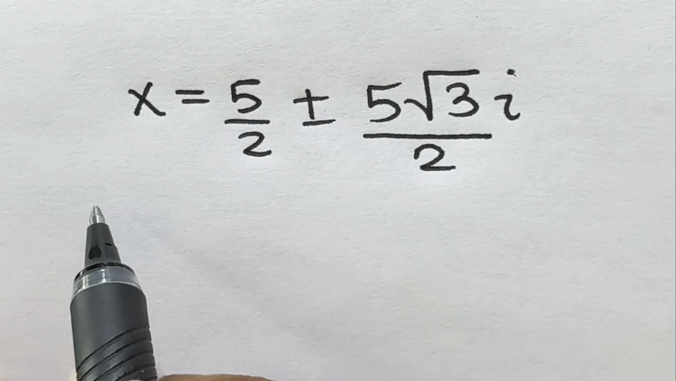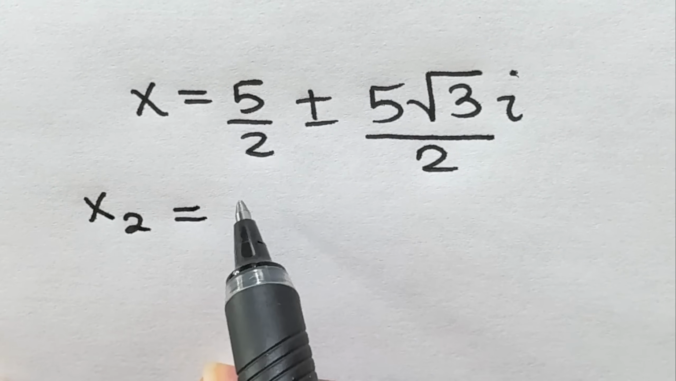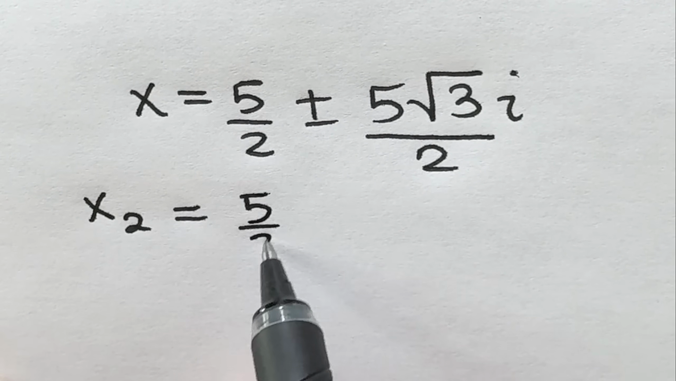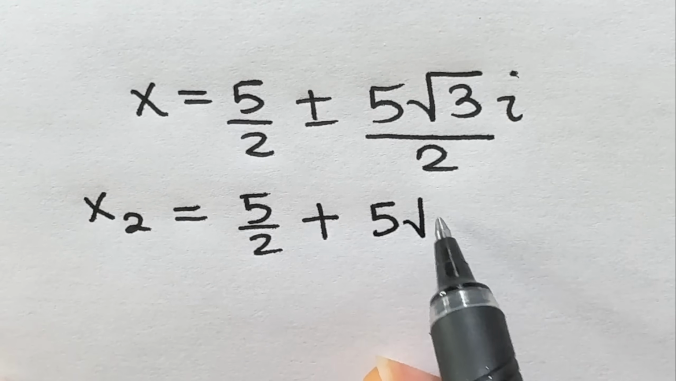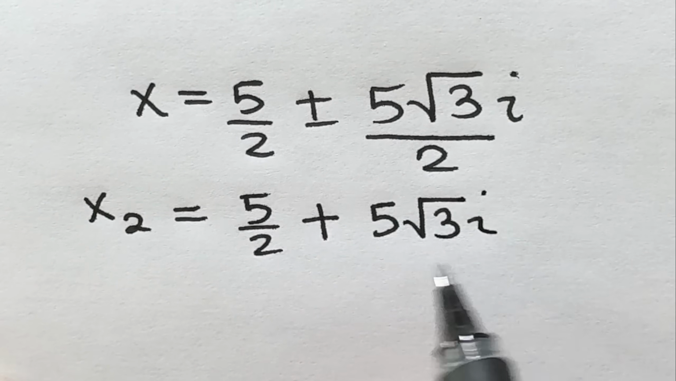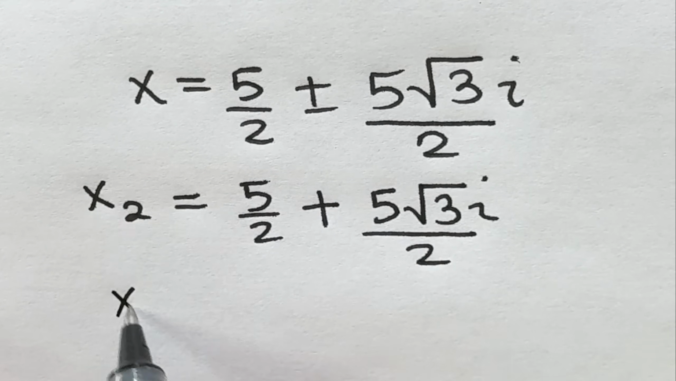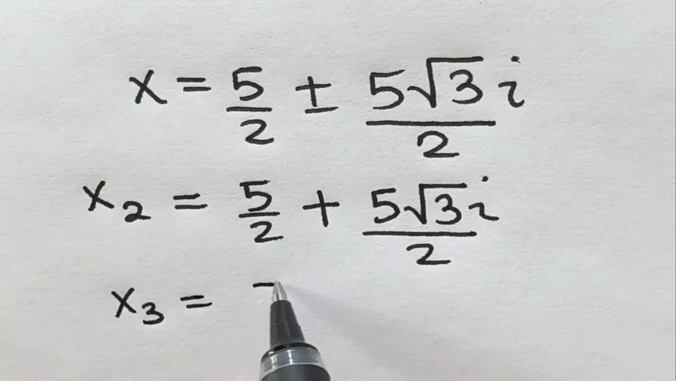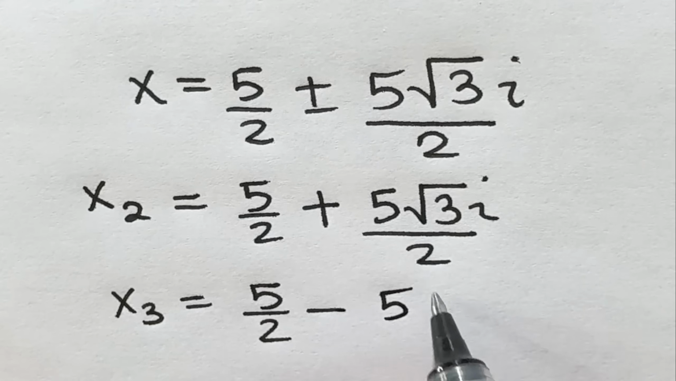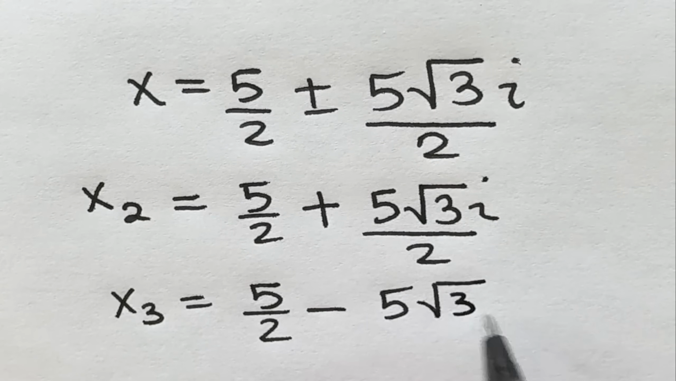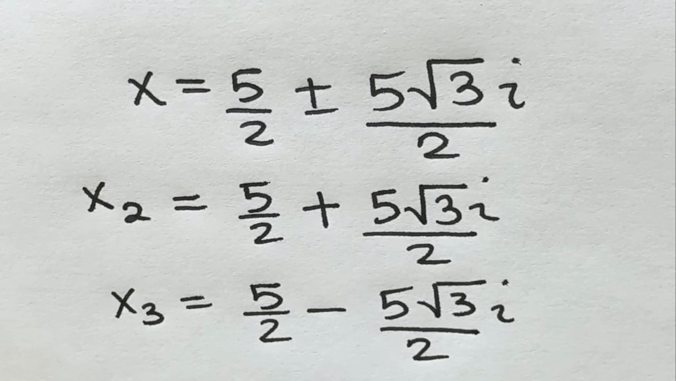Now we need to separate this plus or minus sign to give us two separate values for x. So we say x, this time I'll say x2. That will be 5 over 2, the positive, then 5 root 3 i over 2, and then x3 is now going to be 5 over 2 minus 5 root 3 i over 2. Giving us three values already.